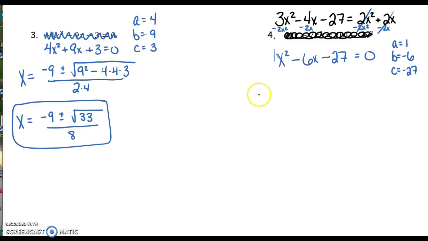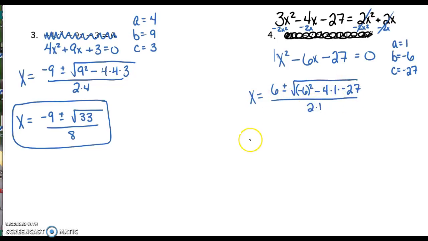Okay, x equals, take a moment, pause the video, plug this into the quadratic formula. X equals the opposite of b, so +6 plus or minus the square root of b squared, so that's -6 squared. Anytime it's a negative, please put it in parentheses so that your calculator deals with it correctly. Minus 4 times a times c all over 2 times a.